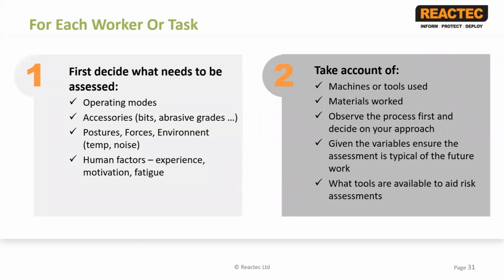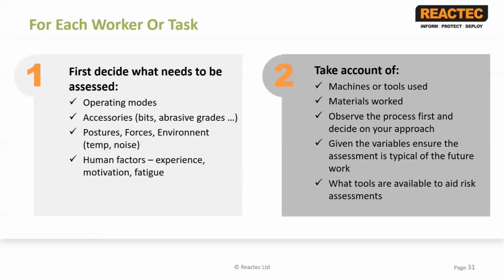So for each worker or task, you first of all need to decide what needs to be assessed. For the tools, consider the operating modes and the accessories to be applied to the tool. For the tool user, consider their posture, the force which they're using the tool, but also their environment. For example, low temperatures introduce heightened risk in exposure to hand-arm vibration. Other human factors to be considered include their experience in using the tool and also whether perhaps they're tired.